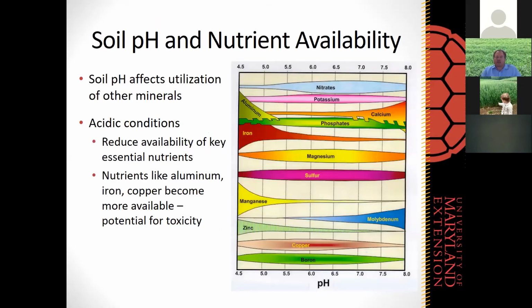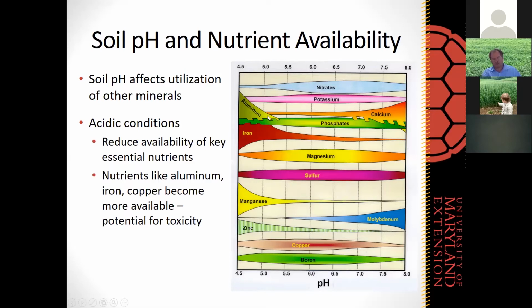Amanda talked a lot about soil pH, so I'm not going to spend that much time on it. Just a reminder, you can see that the area that we want to be in here is between the 6 and 7 range, where most of those nutrients are most widely available. Just a couple of points that I think are important to emphasize, particularly for pasture systems.